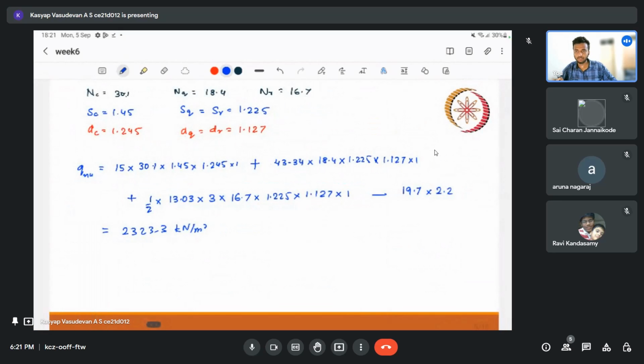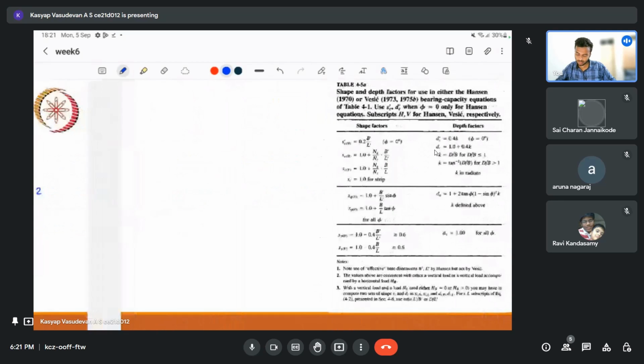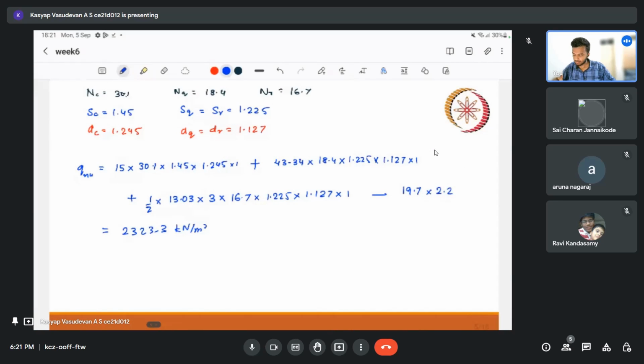Meyerhof we have done. So we can move on to Hansen's method. When you compare Meyerhof's, Hansen's, and Vesic's, the only differences are in the shape factors and depth factors, the formulas for those, and the N gamma values, which are also a little different. Everything else, the procedure and all, will be the same.